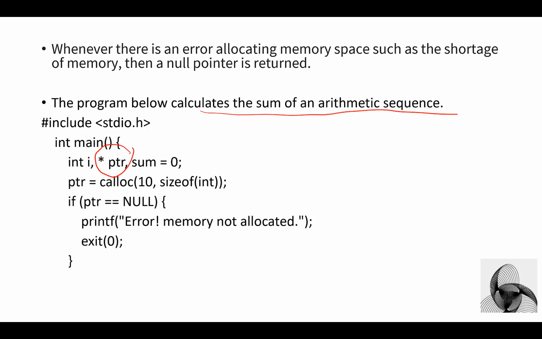i is a variable for the loop and sum is a variable initialized with 0. Then after that, ptr is equal to calloc(10, sizeof(int)). This statement allocates contiguous space in memory for 10 elements of type integer. If ptr is equal to NULL, print error, memory not allocated. The allocation may fail if the memory is not sufficient. In this case, it returns a null pointer.